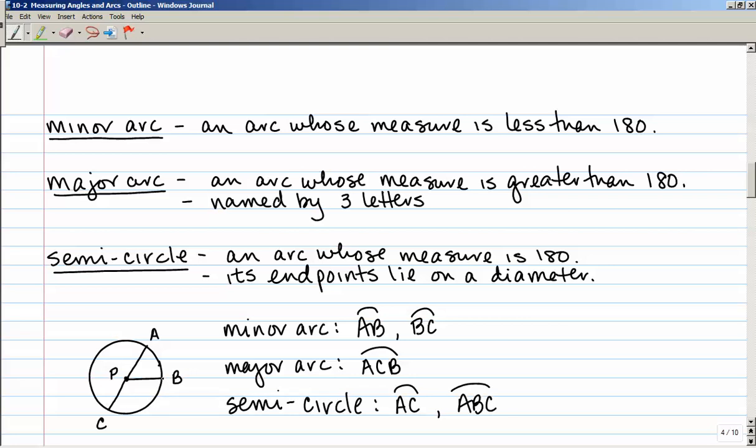And then a semicircle is an arc whose measure is 180. Its endpoints lie on a diameter. So in this circle, AC is a diameter, so we can talk about semicircle AC or ABC.